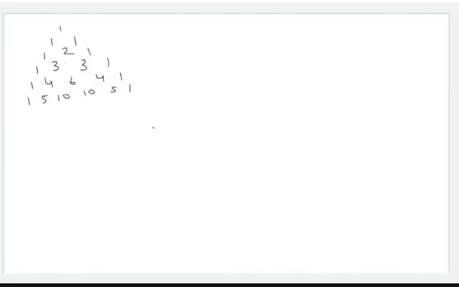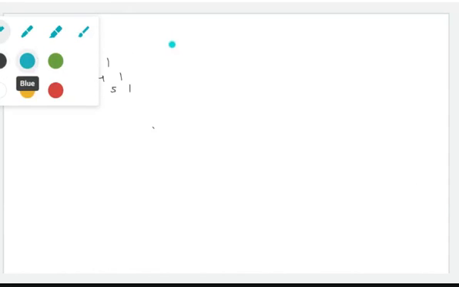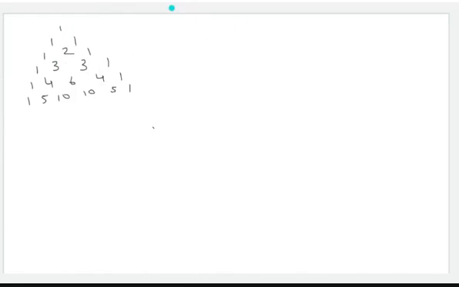Yeah, that's it. Okay. Cool. So what this helps us to do is work out the coefficients in our expansion. So, for example, to keep it simple, if I had (x + y) to the power of 6, or no, let's go 4.